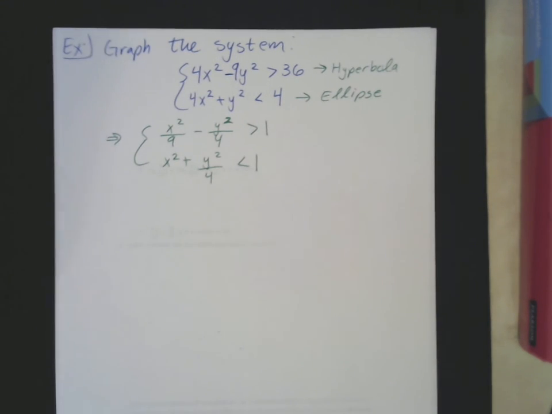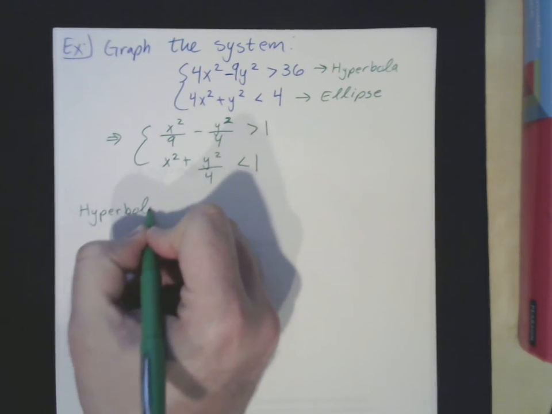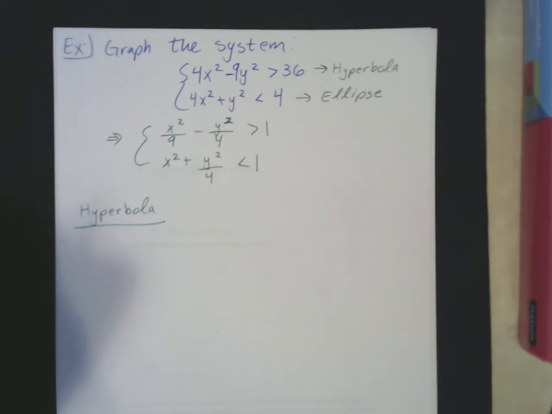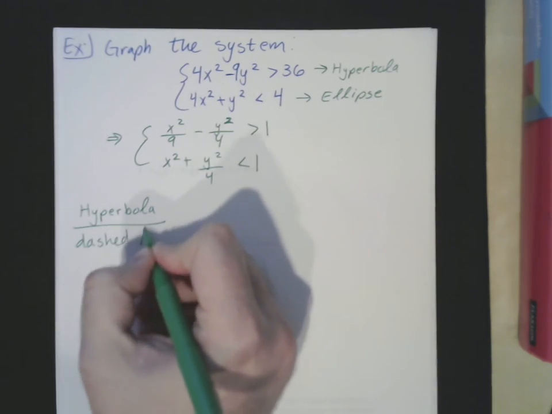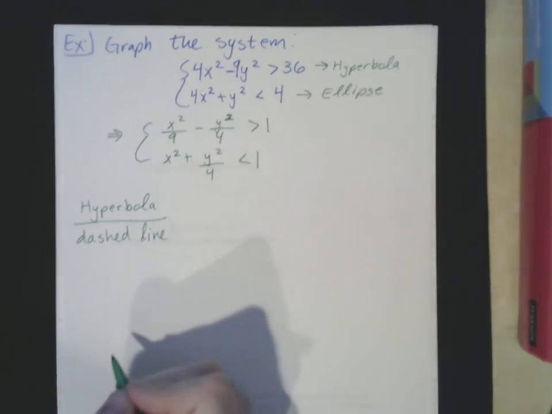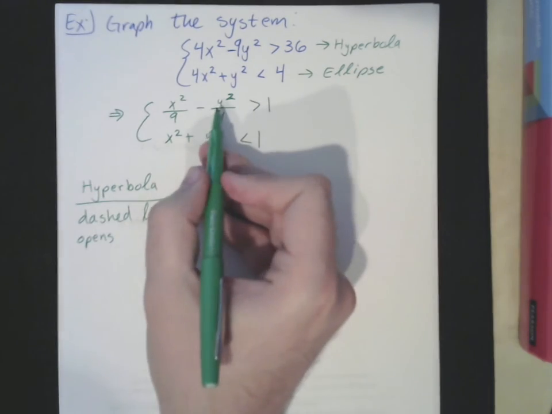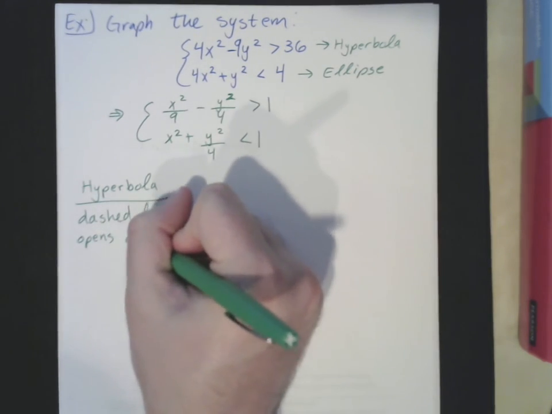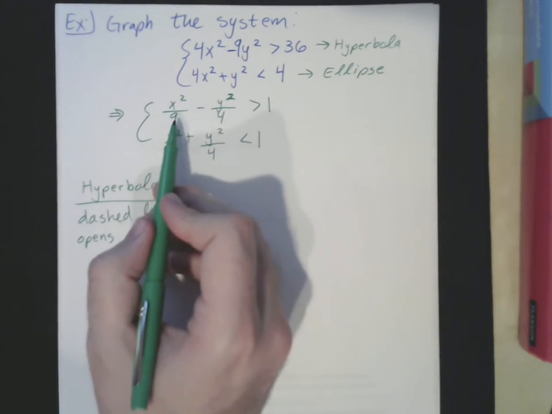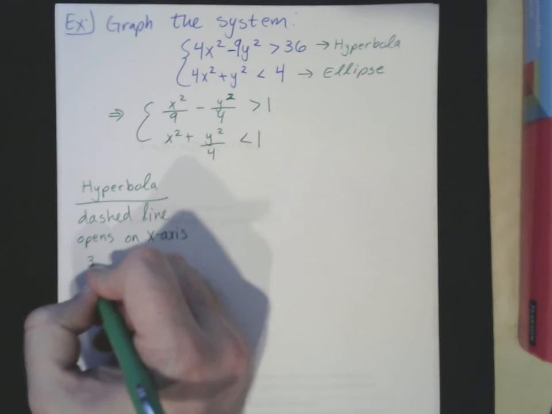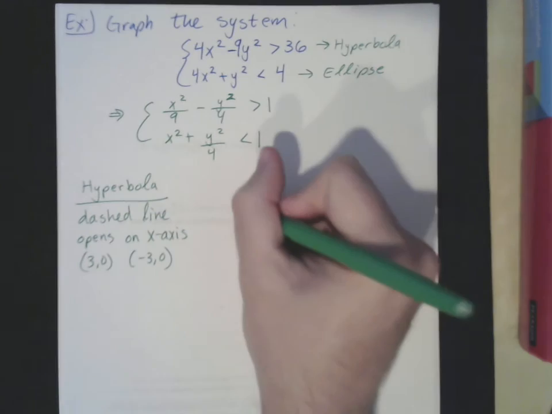So we start with graphing each one. Thinking about the hyperbola, number 1, it should be dashed because it's only greater than. Since the negative is on the y, it's going to open on the x. And those vertices are going to be at the square root of 9, which is 3, 0, and negative 3, 0.